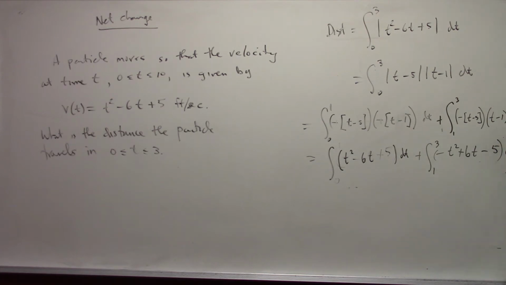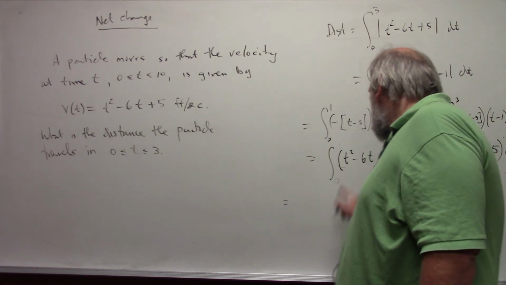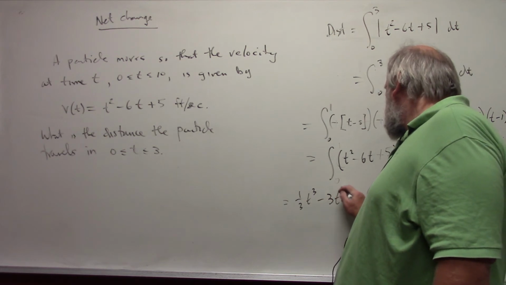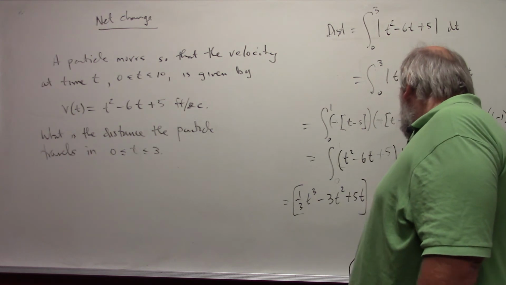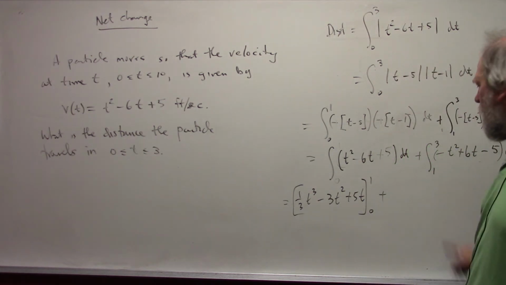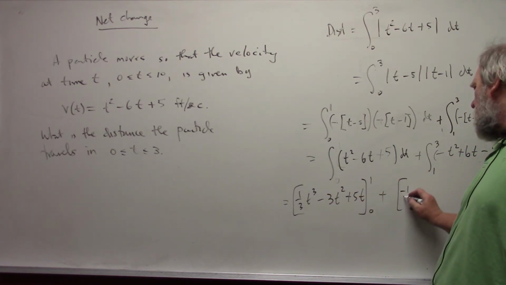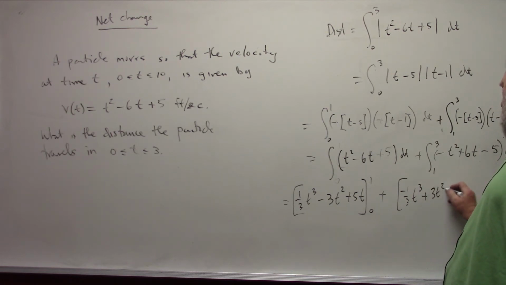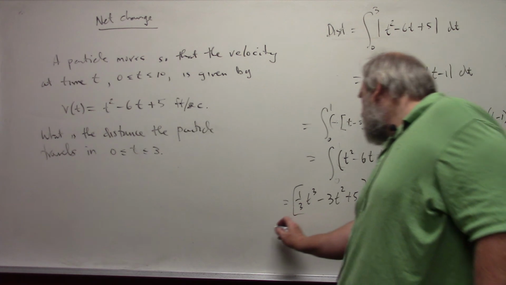This changes all of my signs, which means my antiderivative for the first part, 1/3 t cubed minus 3t squared plus 5t, will be evaluated from 0 to 1 plus, and in this case, the antiderivative is just the negative of the previous antiderivative. Negative 1/3 t cubed plus 3t squared minus 5t, and this goes from 1 to 3. And of course, now we have to input our values.